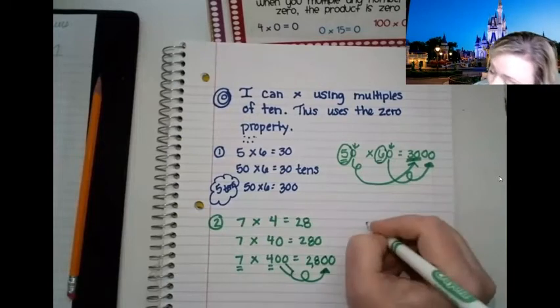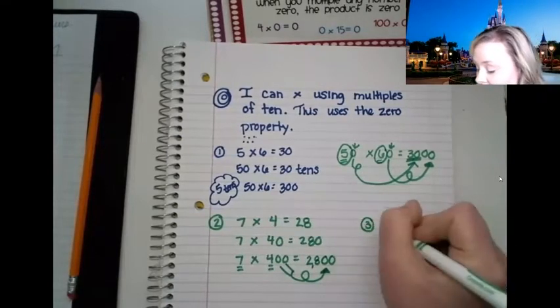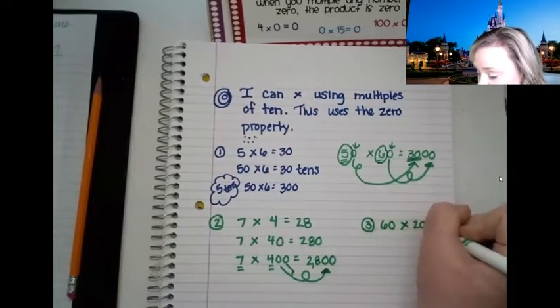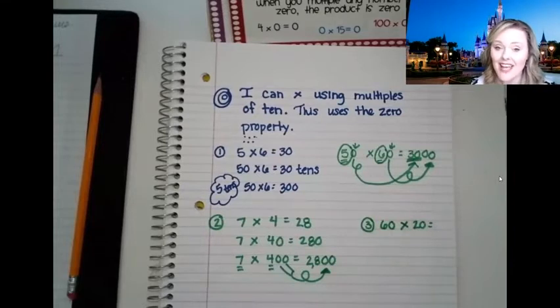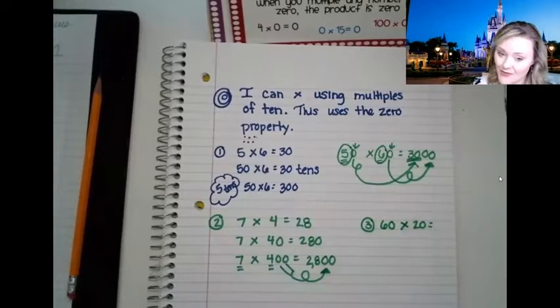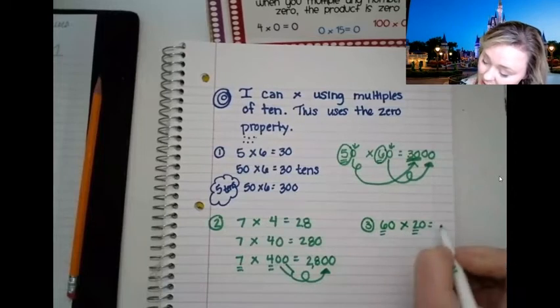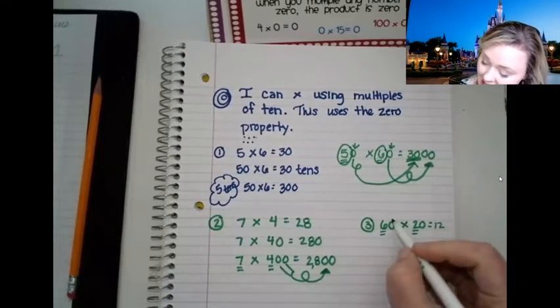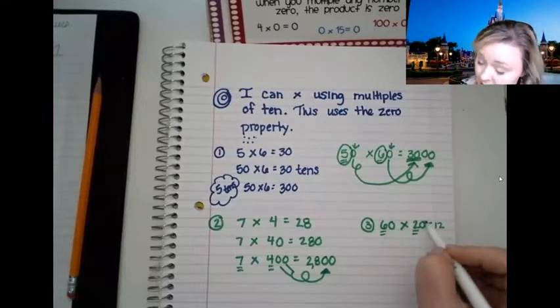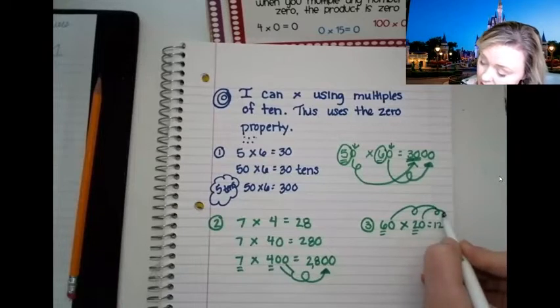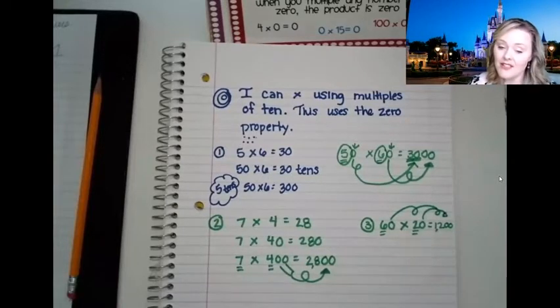All right, let's do another one, number 3. Let's do 60 times 20. So go ahead, again, pause the video, tap your screen, or press the space bar and take a second to solve this problem. Check your work. 6 times 2 is 12, and then I can see that this is 6 tens, and this is 2 tens, and I have 1 zero, 2 zeros, so I'm going to have 1,200.